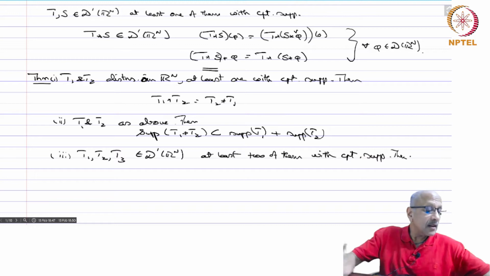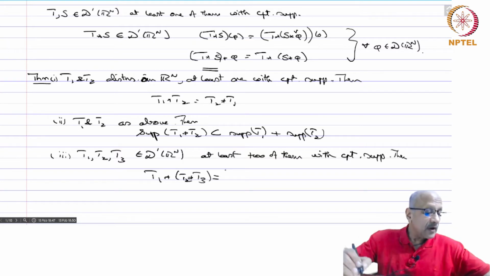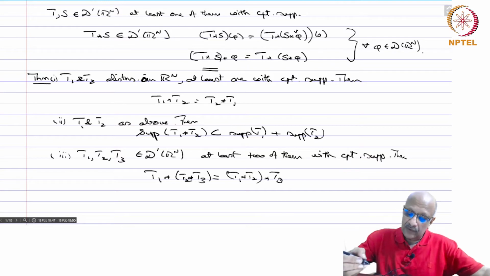then T1 star T2 star T3 equals T1 star T2 star T3. Let us take any two of them. Let us say T2, T3 have compact support, then by 2, T2 star T3 will also have compact support because it is contained in the sum of two compact sets. So, it is also compact. Then I can convolve it with T1.